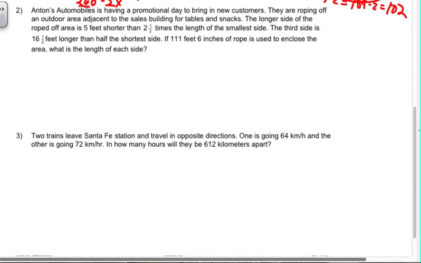Okay, to enclose an area. And we're looking for the length of each side. Okay, so they're roping off an outdoor area adjacent to the sales building. So I'm going to have a sales building up here. Here's my building. Longer side of the roped off area. All right, so let's call this X, being my longer side.